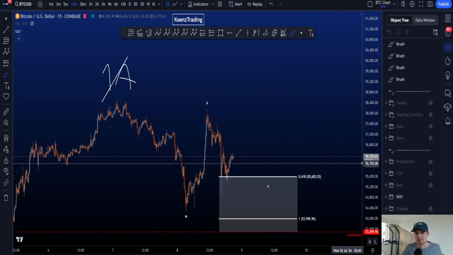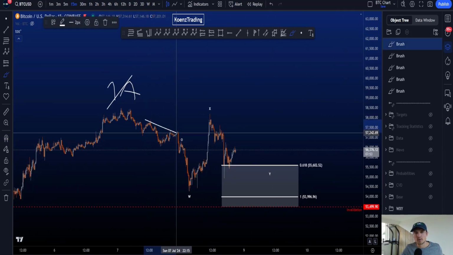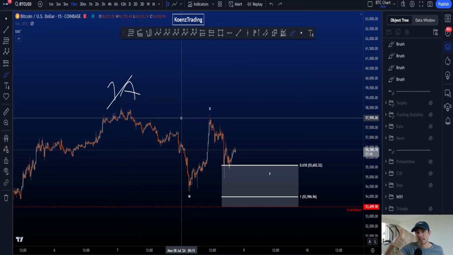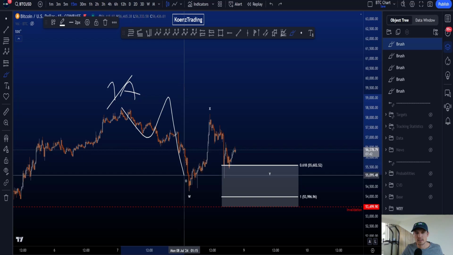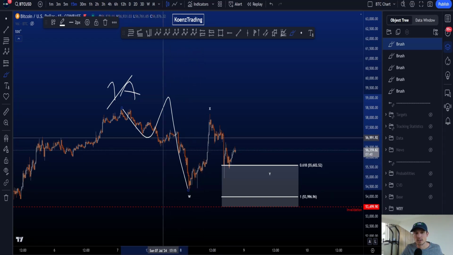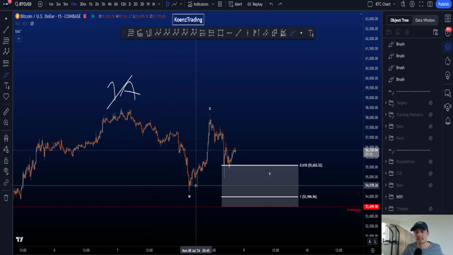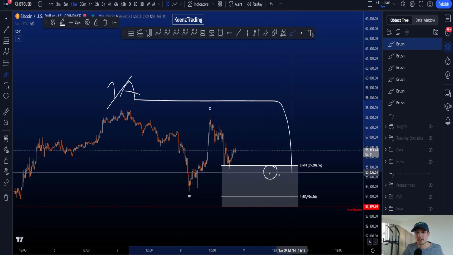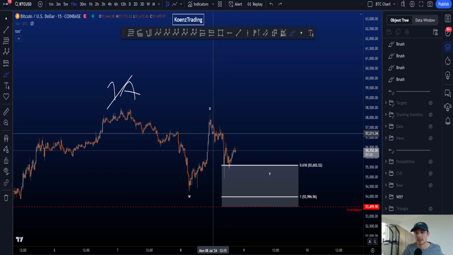And then finally, complex structures, a WXY. Now, wave W in a sideways double combo can only be a zigzag or a flat structure. Now, for a flat, we needed to take this high, A, B, and then a wave C towards the downside, but clearly that did not happen. So in this case, we need to count W as a zigzag. But that then means that your wave Y in a sideways double combo is not allowed to be a zigzag. It has to be a flat or a triangle.